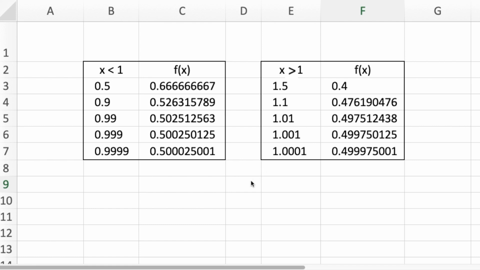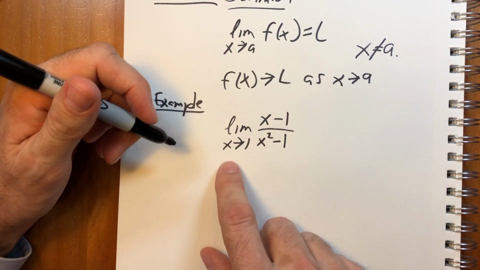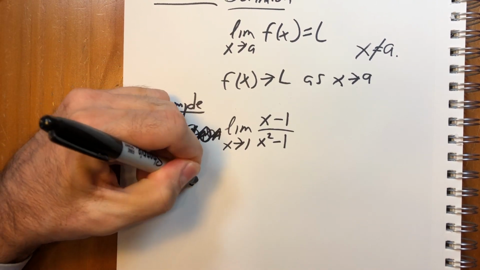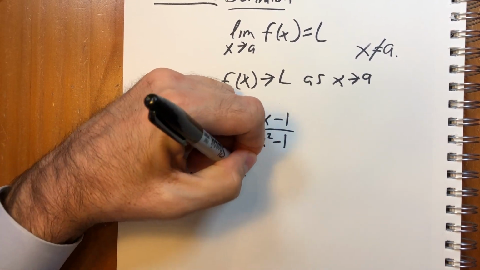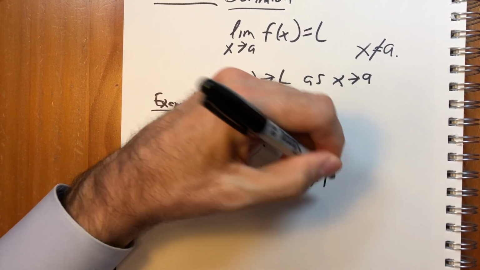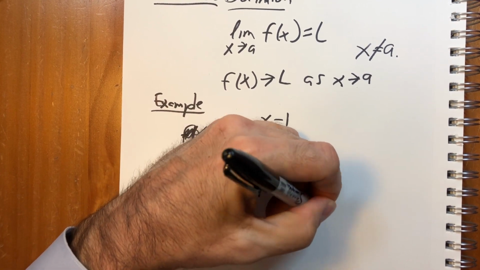So 0.5 would be a good guess for the value of this function as x approaches 1. Now, if we make a new function, just like the last one, but we give the function a value at 1. So let's say that g of x equals (x minus 1) over (x squared minus 1) if x does not equal 1, or 2 if x equals 1.